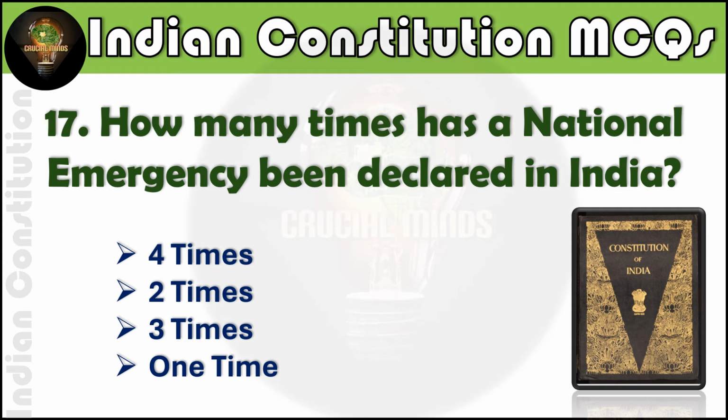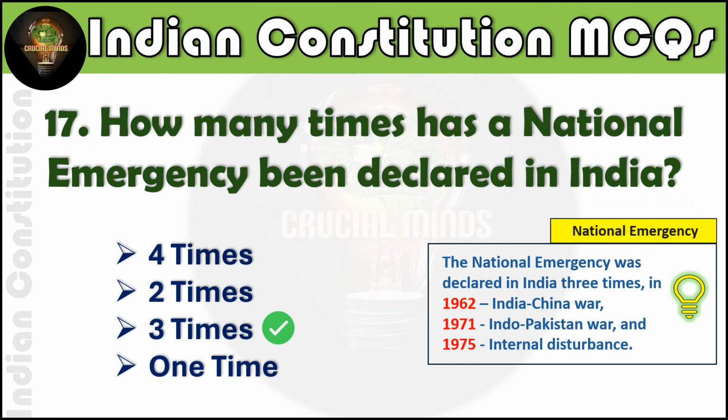Question number 17. How many times has a national emergency been declared in India? The answer is 3 times. Explanation: the national emergency was declared in India 3 times: in 1962, India-China War; 1971, Indo-Pakistan War; and 1975, internal disturbance.